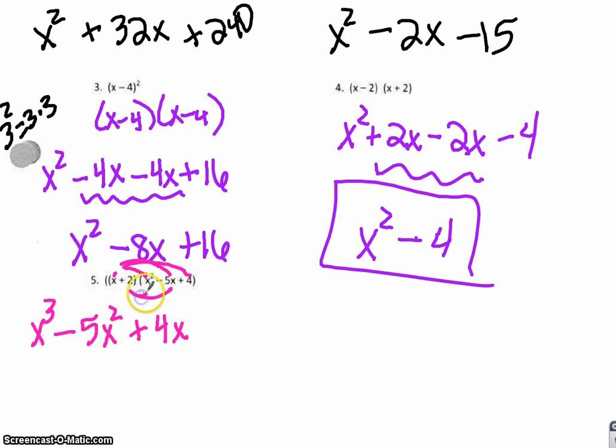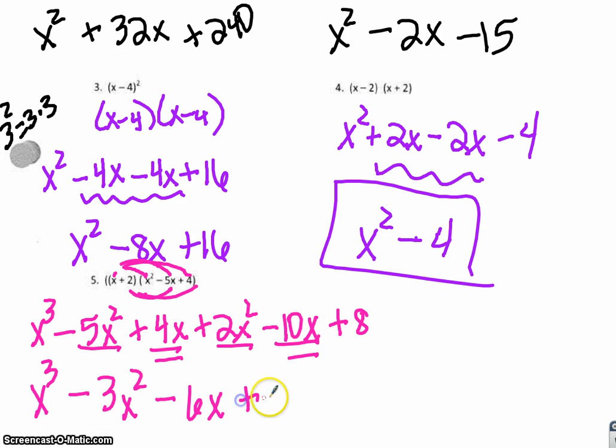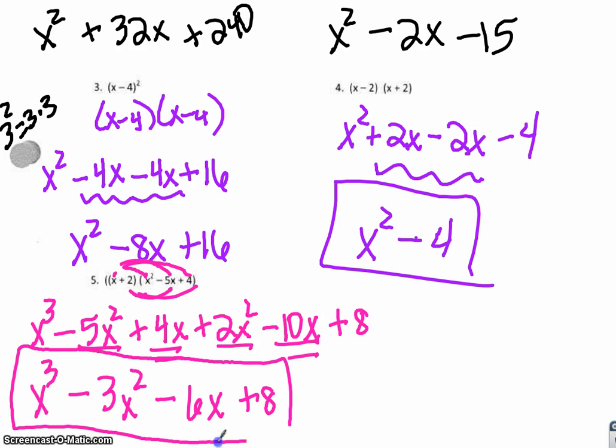Now you have to distribute your 2. 2 times x squared is plus 2x squared. 2 times negative 5x is minus 10x. 2 times 4 is plus 8. Bring down your x to the third. These two are going to combine and give you minus 3x squared. These will combine and give you minus 6x. Bring down your plus 8, and this is your answer.